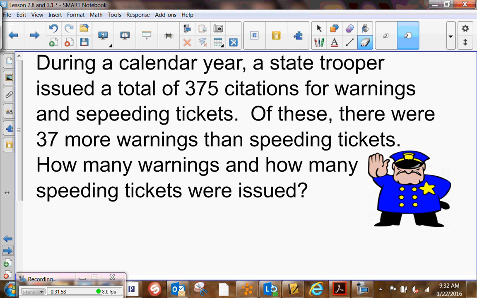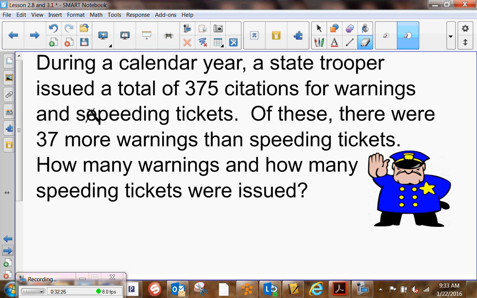All right, one last thing here, I think. We're going to actually solve this one. During a calendar year, a state trooper issued a total of 375 citations for warnings and speeding tickets. Oh, speeding tickets, sorry about that. Of these, there were 37 more warnings than speeding tickets. How many warnings and how many speeding tickets were issued?